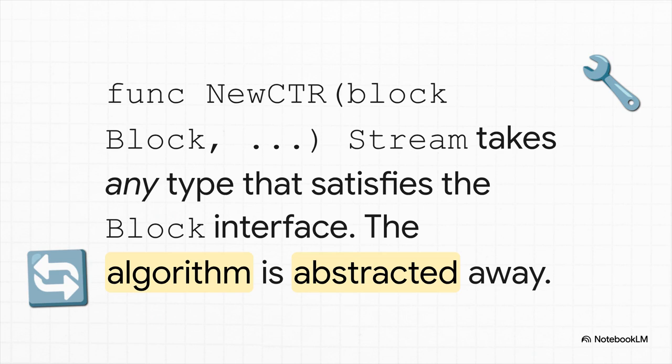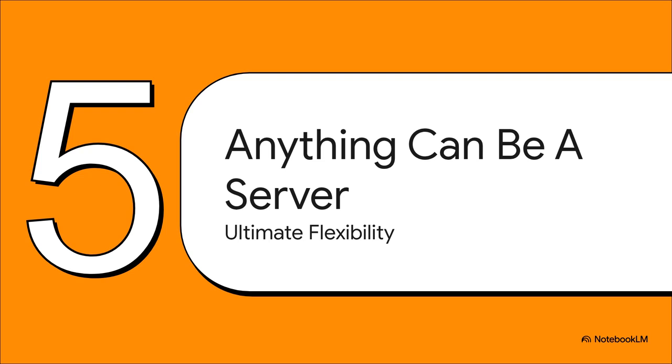Look at this function signature here. It takes a block as an argument, but it has absolutely no idea what specific algorithm is hiding inside that block. It could be AES, it could be something someone invents tomorrow. It does not care. As long as that object you pass in satisfies the block contract, it just works. You know what that means? It means you can swap out the entire encryption algorithm for your whole system with a one-line change. That's insane.